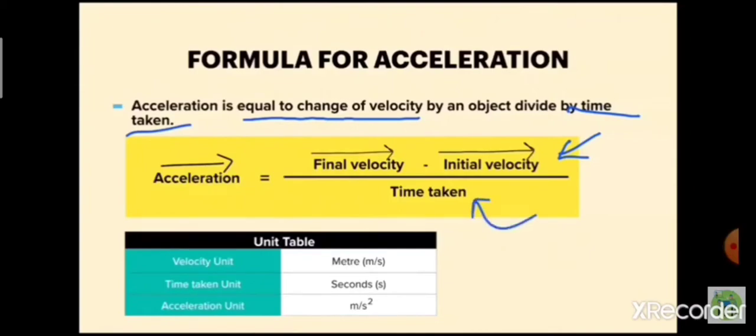So here we have a unit table also. In the unit table, in the numerator, velocity is given. So the unit of velocity will be meter per second, and the time taken will be in second. So meter per second divided by second gives meter per second square. So the unit of acceleration will be meter per second square.